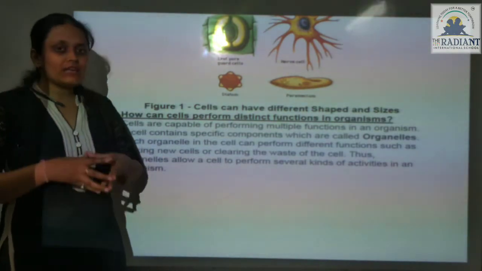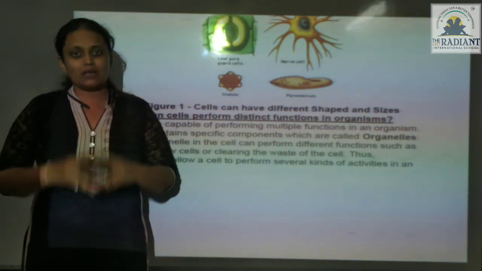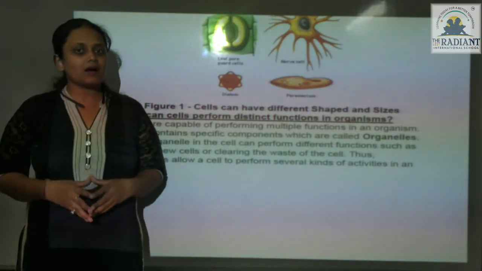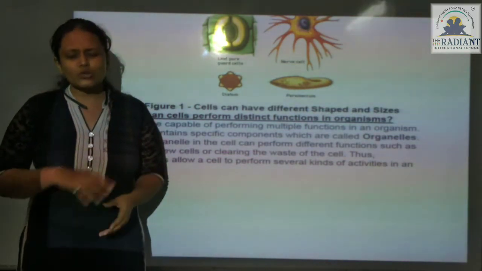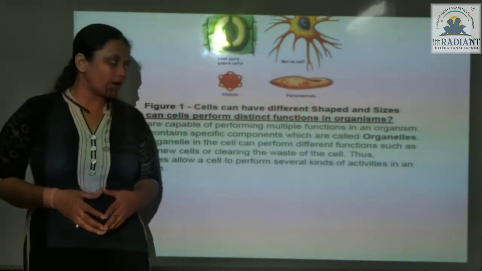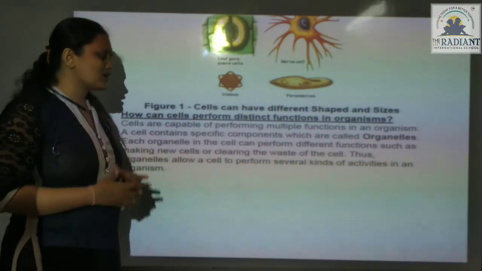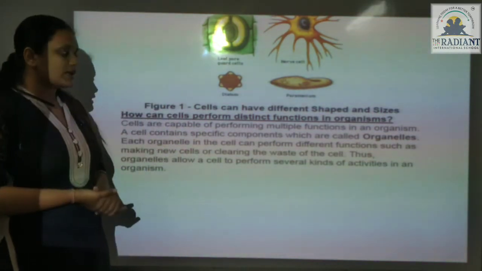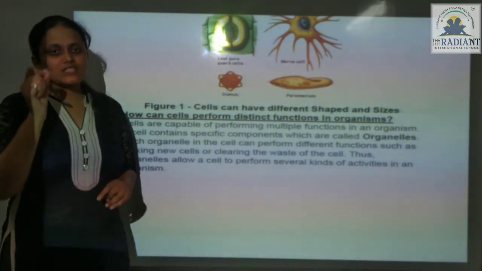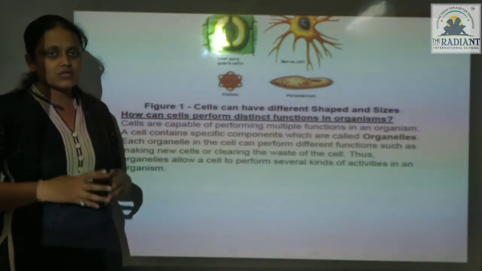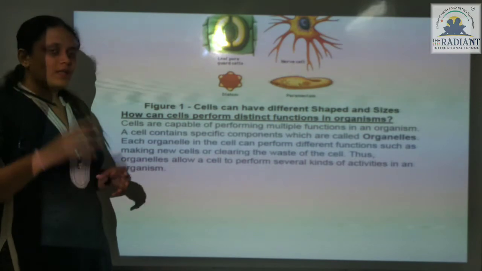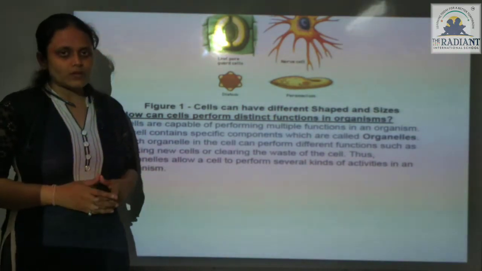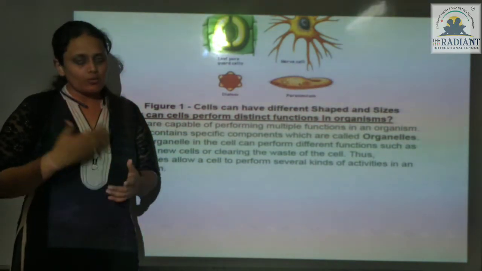So here we can see that we have the organs inside the cell also, which are able to perform functions. That means in a cell also, there are distinct functions which are divided among the organelles inside the cell, who are assigned to do different tasks at the same time or whenever it is required. And some of the functions which I mentioned are making new cells, clearing the waste of the cells, etc. Thus, organelles allow a cell to perform several kinds of activities in an organism. So here the credit goes to who? The cell organelles, who are efficiently doing their work whenever they are required. Now you see the types of organelles and the components of the cell, which we will head to in chapter 2.